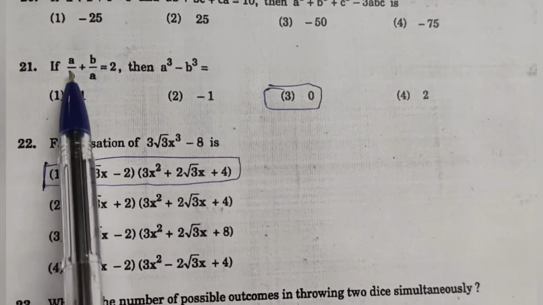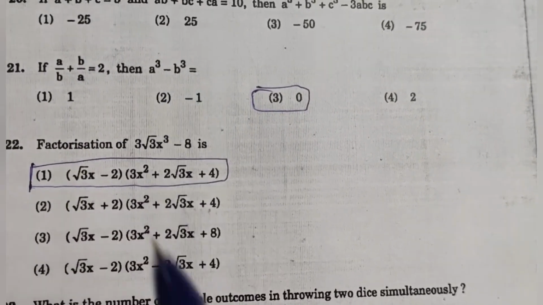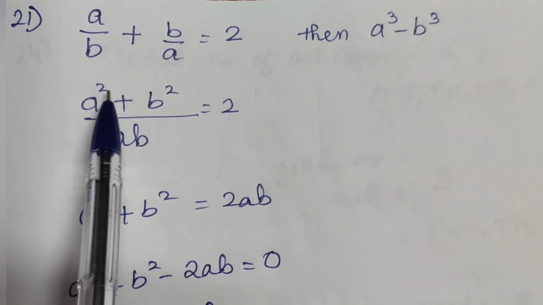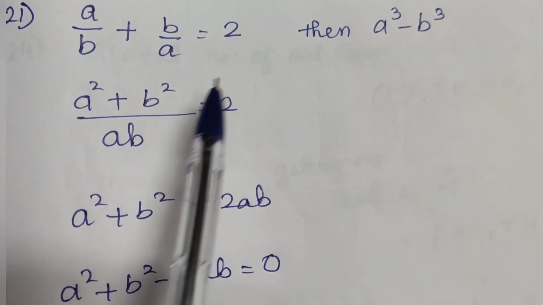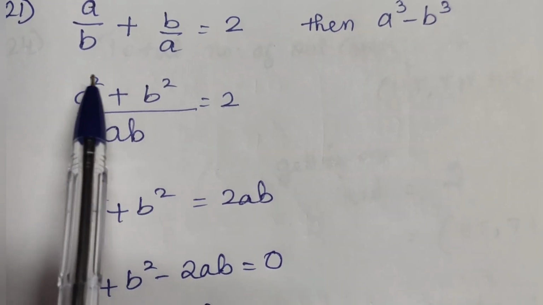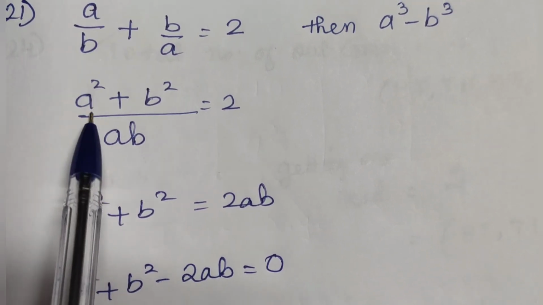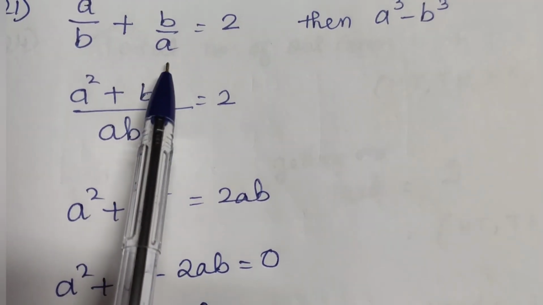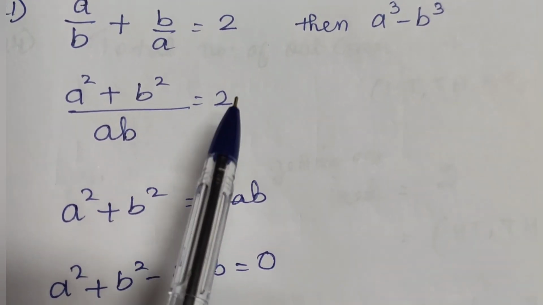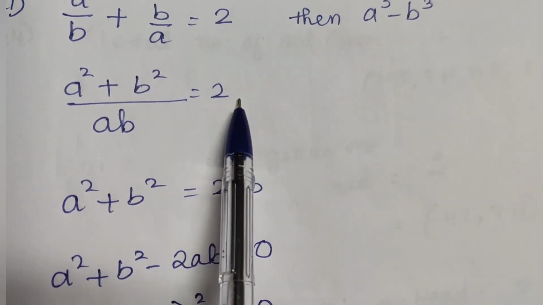Question number 21. A by B plus B by A equal to 2. Then A cube minus B cube equal to dash. A by B plus B by A equal to 2, which means when we take the LCM it is AB. So AB divided by B is A, A into A is A square, plus AB divided by A is B, B into B, B square, equal to 2. We get A square plus B square is equal to 2AB, with AB transposed.